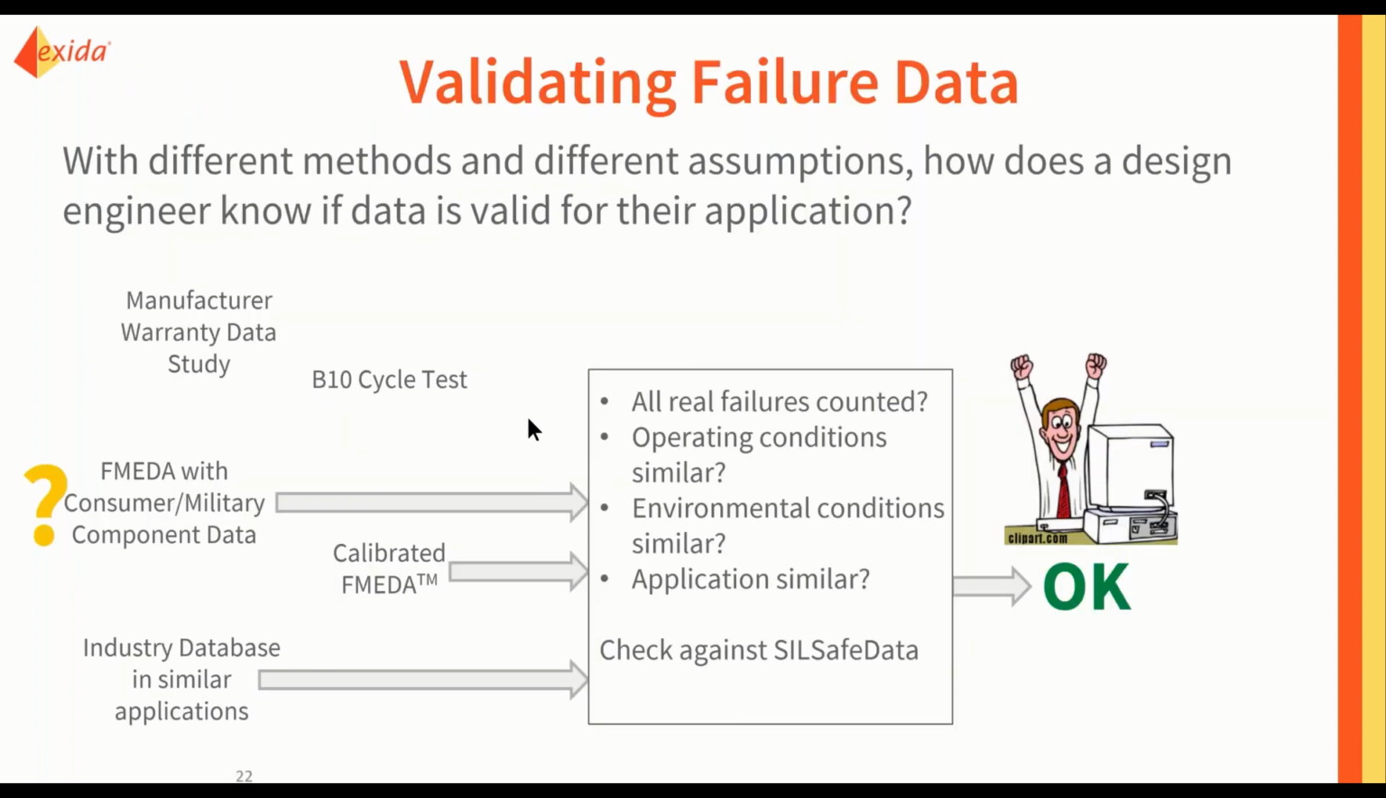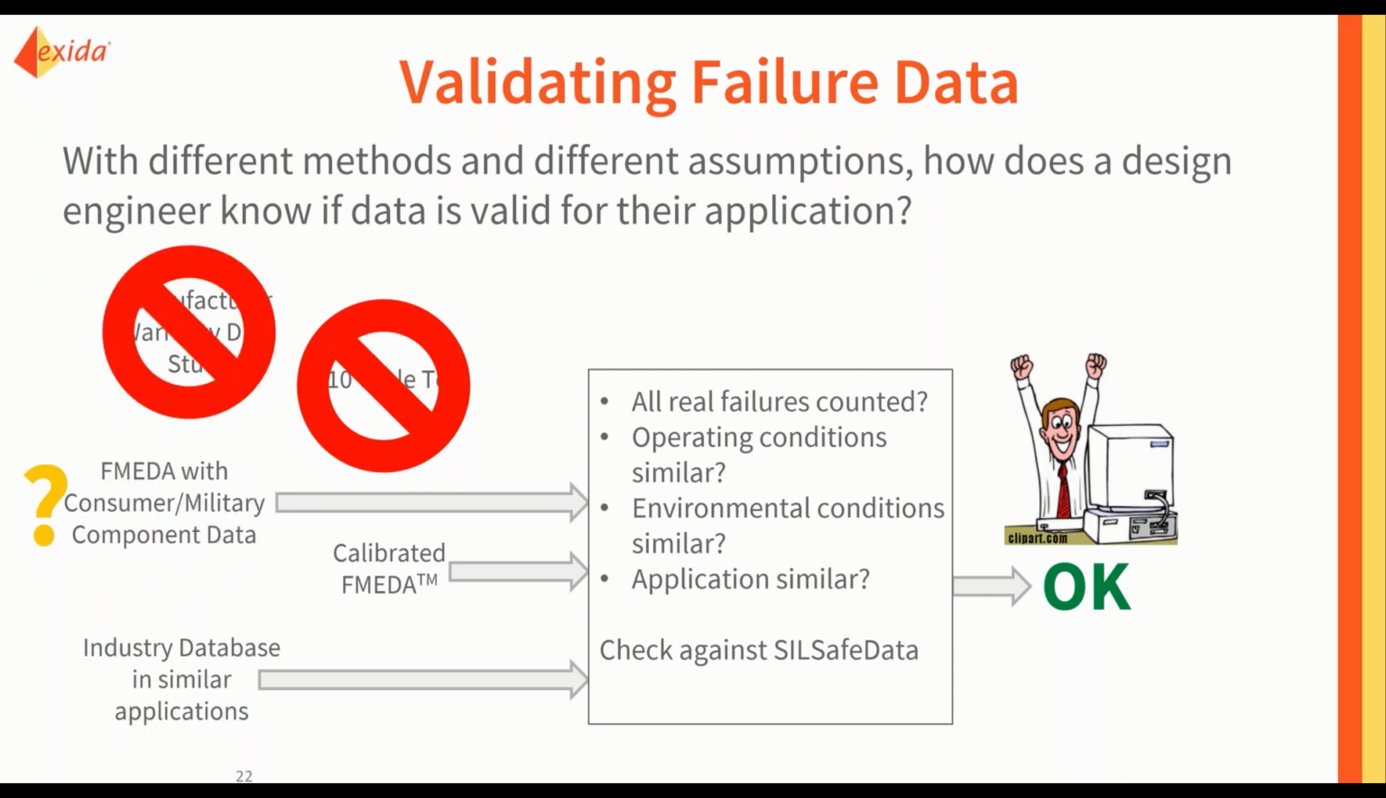Now, how do you validate failure data? You should be validating everyone's failure data, including exida. First thing we're going to look at is if you have some B10 cycle database, don't take much time. Please throw it away immediately. I can only imagine some very rare circumstances where the data would be valid. Manufacturer's warranty data is also typically highly optimistic, and designing with it is just not realistic at all.